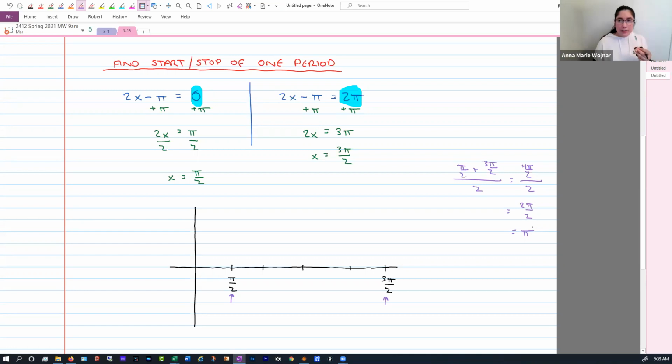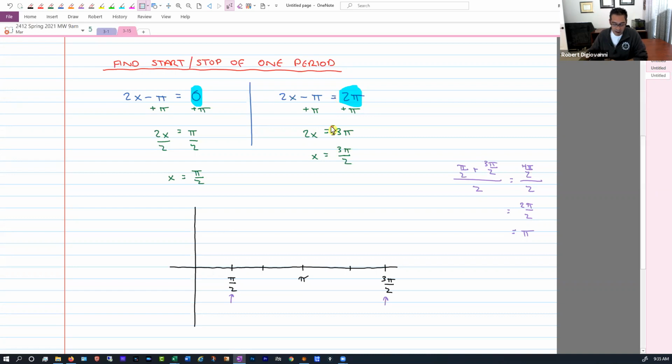I have a quick question. Yes. When finding the start and stop of a period, does that only work for sine and cosine, or will it also work for tangent and cotangent? Good question. It'll work for sine and cosine. When you do tangent and cotangent, you won't be setting it equal to 0 and 2 pi. For tangent, you'll be setting it equal to negative pi over 2 and pi over 2. And for cotangent, you'll be setting it equal to 0 and pi, because remember, that's where they started and stopped. That's where the vertical asymptotes were. We will do that. We're about to do it in some other examples. Good question, though. This is only for sine and cosine.